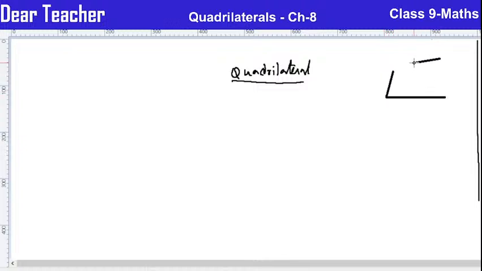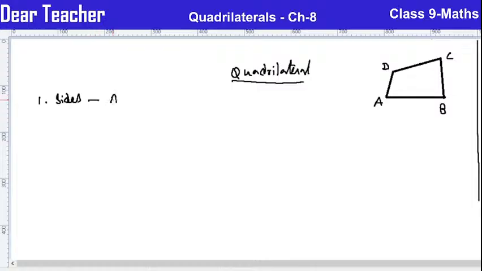This is a quadrilateral diagram. It's not a parallelogram. It's a quadrilateral ABCD. You should be able to identify the different parts of the quadrilateral. So what are the different parts? The first one is sides. From this you should be able to find out the sides.